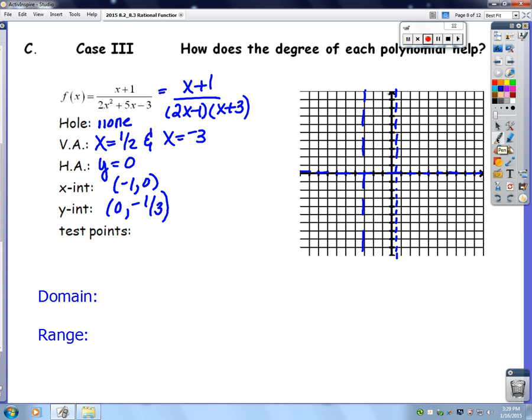Okay, so let's graph -1, 0. Here again, we're counting from the origin. So -1, 0. There's a point. Notice it's touching that horizontal asymptote. Because it's in between the two vertical asymptotes, sometimes your graph will cross a horizontal asymptote.